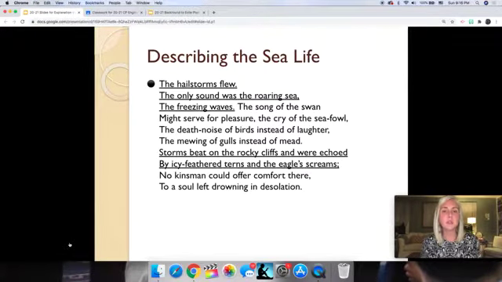"The hailstorms flew. The only sound was the roaring sea, the freezing waves. The song of the swan might serve for pleasure, the cry of the seafowl, the death noise of birds instead of laughter, the mewing of gulls instead of mead. Storms beat on the rocky cliffs and were echoed by icy feathered terns, which are a type of bird, and the eagle's screams. No kinsman could offer comfort there to a soul left drowning in desolation." So he hears the roaring sea along with the cry of the various birds. Hailstorm comes around. It's freezing cold. So this is the type of explanation that we get for sea life.